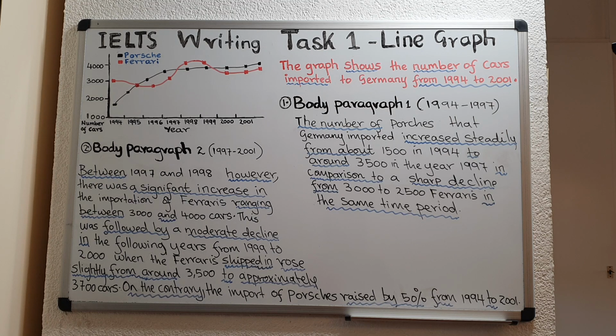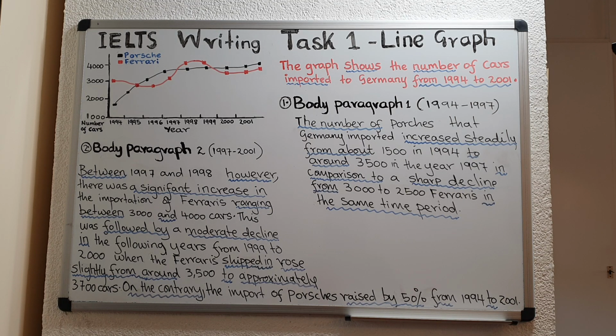So it almost doubled, because if we look at the beginning, the Porsches that Germany was importing were approximately 1,500, and by the end of it, they were importing almost 4,000. So it's almost an increase of 50%. Okay, so you're allowed to use percentages as well.